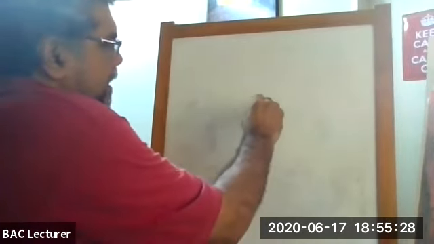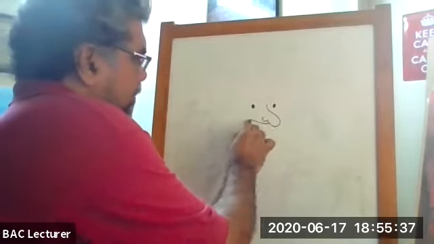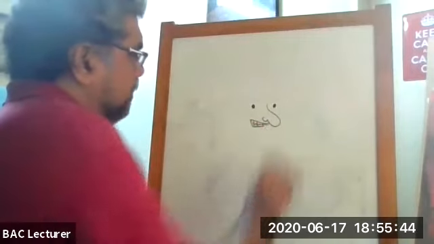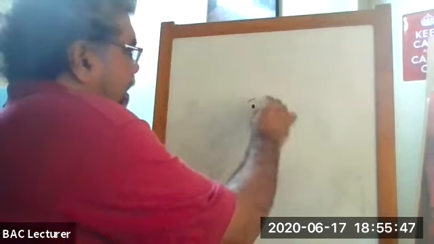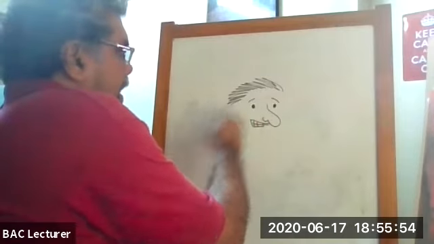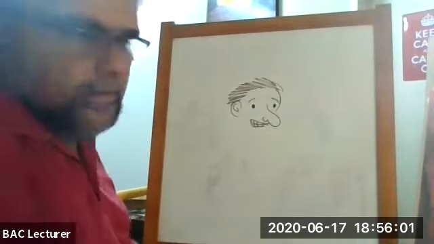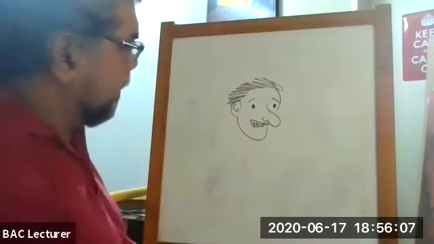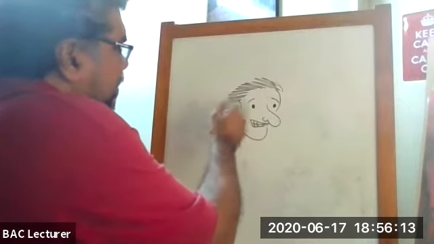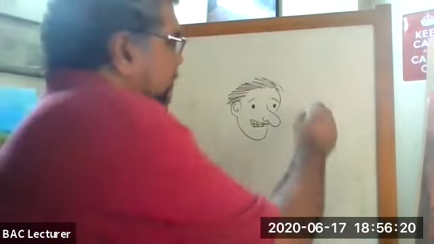Two eyes, nose, a mouth, some teeth, eyebrows, hair, ears, forehead, and the chin. Simple. How many lines? 1, 2, 3, 4, 5, 6, 7, 8, 9. Within 10 lines, you can draw a nice cartoon face. Let's try another one.